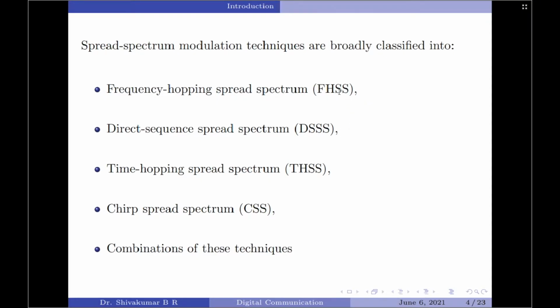Please note, the first 2 of these techniques employ PN sequences created using a pseudo random number generator to determine and control the spreading pattern of the signal across the allocated bandwidth. In my upcoming videos, I'll elaborately discuss the first 2 techniques of the spread spectrum mentioned here in much detail.